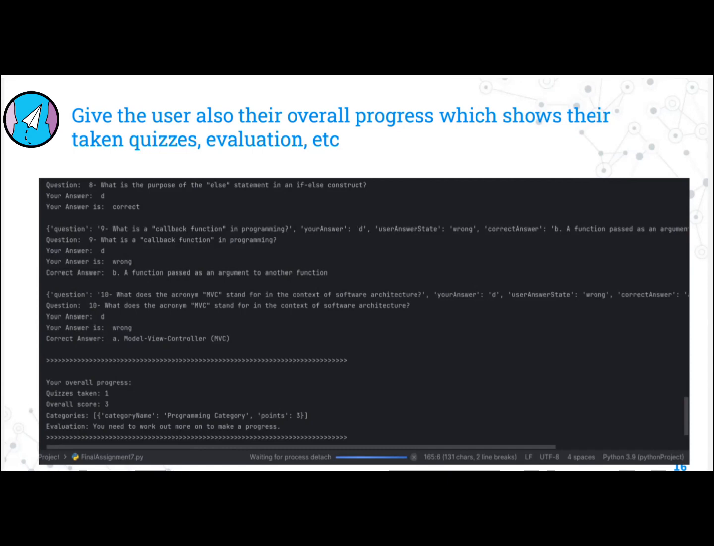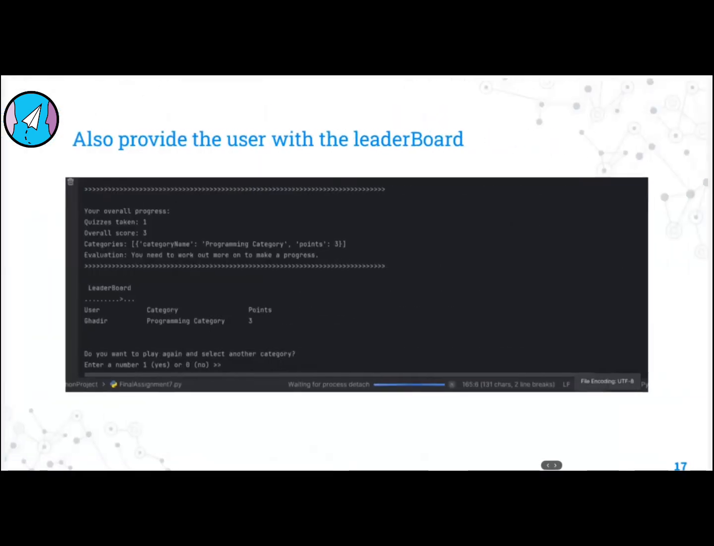And the evaluation: because her grade is 3, it means that she needs to work more to make progress. After that, there is something called the leaderboard. The leaderboard contains all of the users who entered the program and tried the quizzes, and their overall points. So here there is only one user.